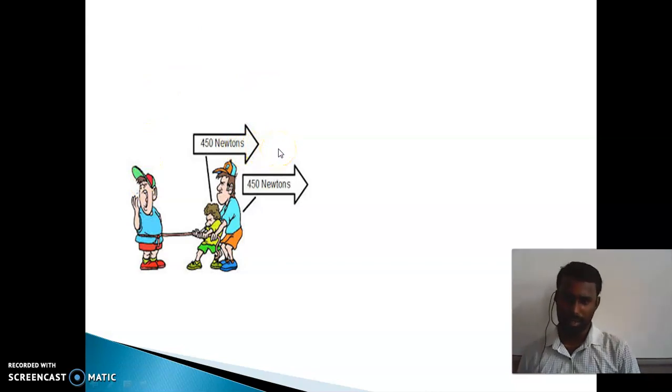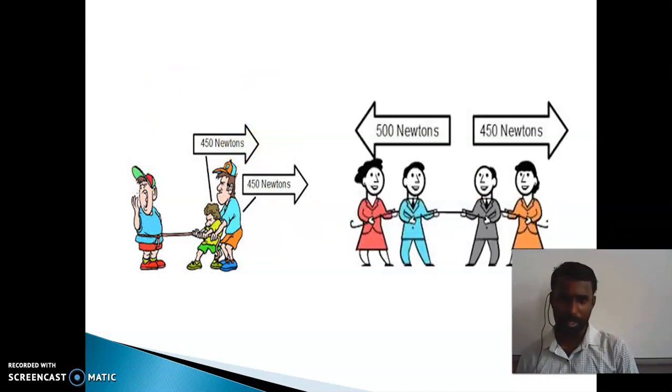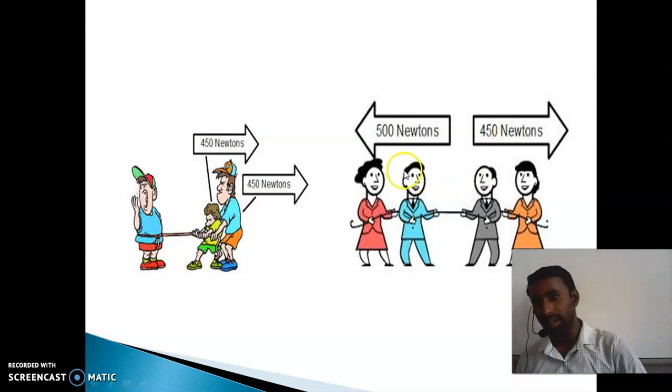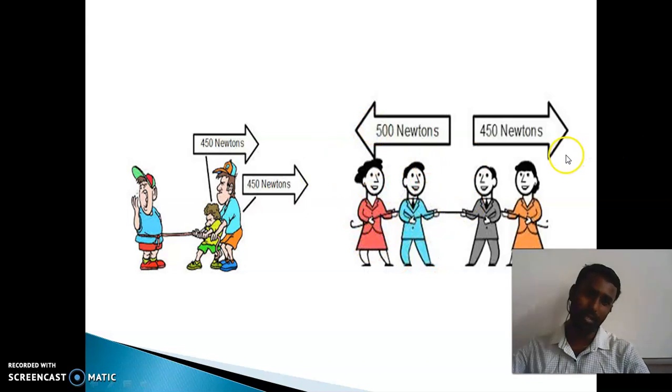Okay, the next picture, what does it state? Look at these pictures. Same way here. On the left side, they are applying 500 Newtons. On the right hand side, they are applying 450 Newtons. Could you please say in which direction the people can move? Either this team will move to this side, or that team will go to the other side. Which direction?